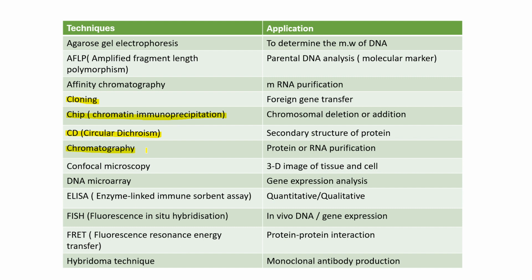Okay, what is chromatography? For protein or RNA purification. Why is chromatography used for protein or RNA purification? First of all, we extract a protein or we extract RNA, then we purify it by the application of chromatography. There are various kinds of chromatography, okay: paper chromatography, ion exchange chromatography. There are various types of chromatography we use in our experiments.